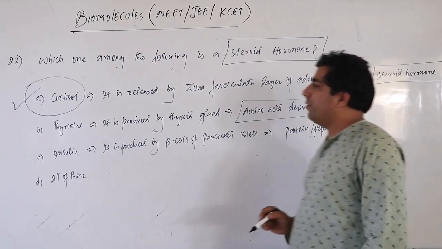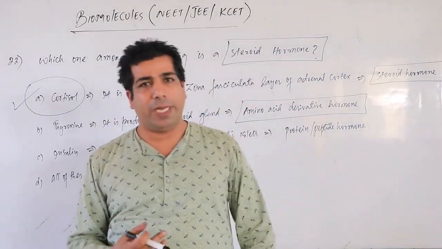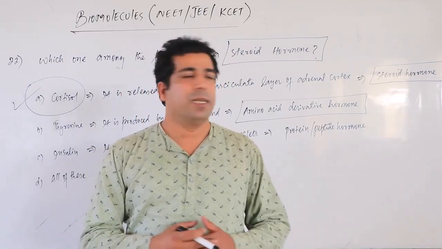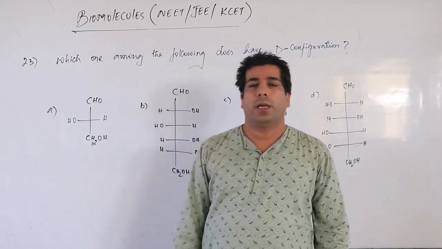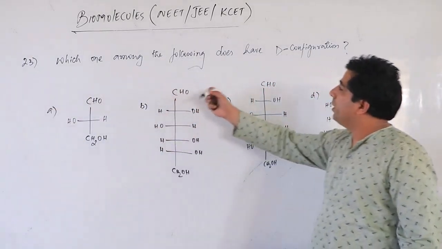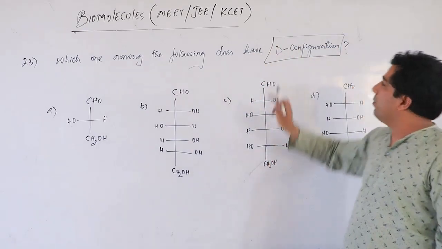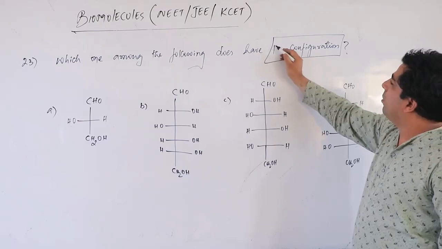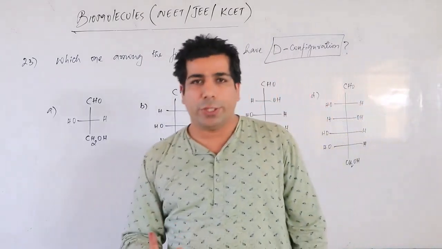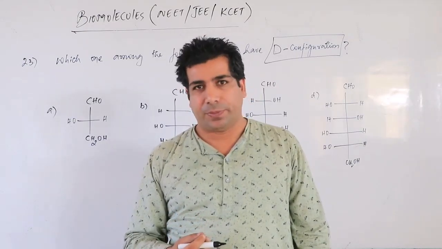So my dear friends, our answer is cortisol, and cortisol is produced by the zona fasciculata layer of the adrenal cortex, and it's a steroid hormone. Correct? So please make note of this. Let's talk about question number 23. Which one among the following has D configuration? My dear friends, when we talk of capital D, always remember it's related to the arrangement of the OH group on the right side of the last chiral carbon.